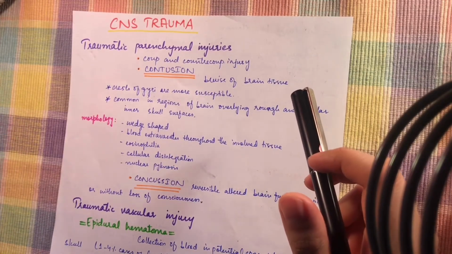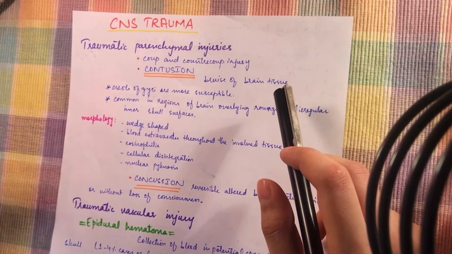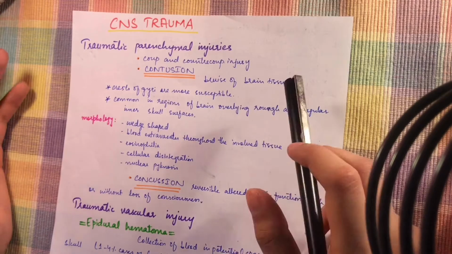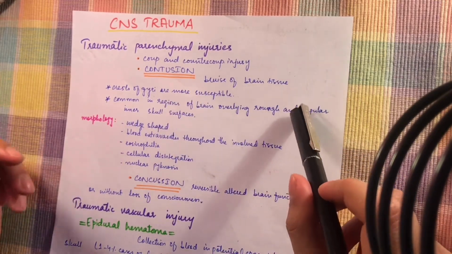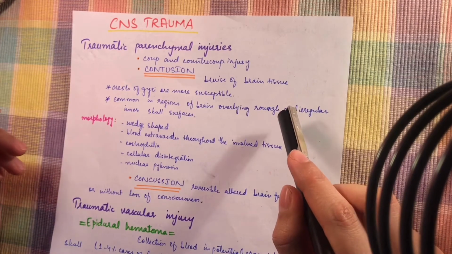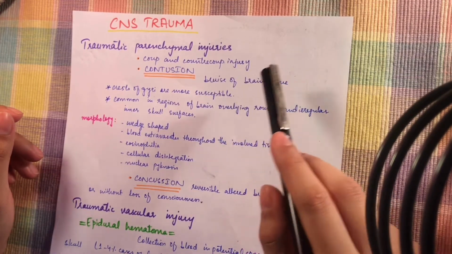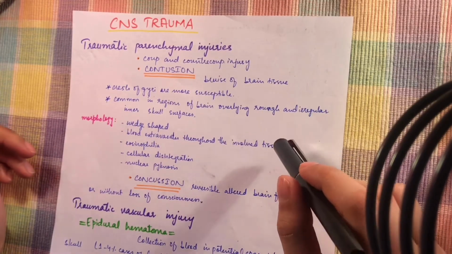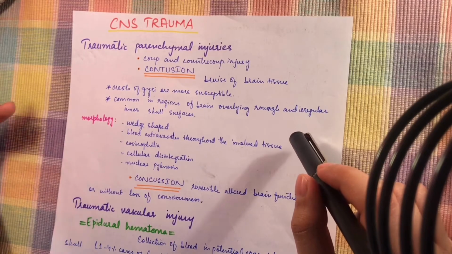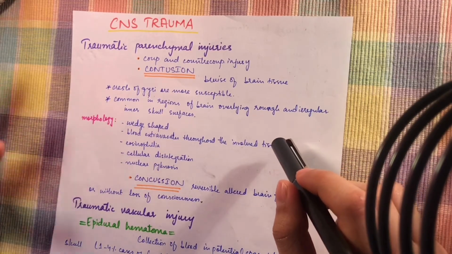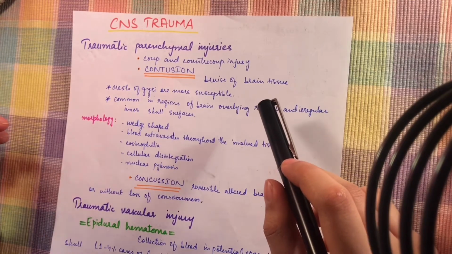Talking about traumatic parenchymal injuries, you must know the coup and contrecoup injury. Coup is the head injury, the brain injury that occurs at the site of impact, and that which occurs on the opposite side of impact is the contrecoup. These two lesions are actually contusions. Contusion is the bruise of brain tissue, caused by rapid tissue displacement, disruption of the vascular channel, and subsequent hemorrhage or edema.